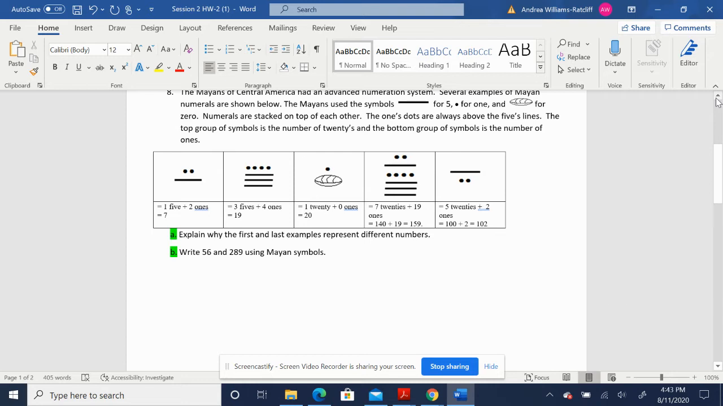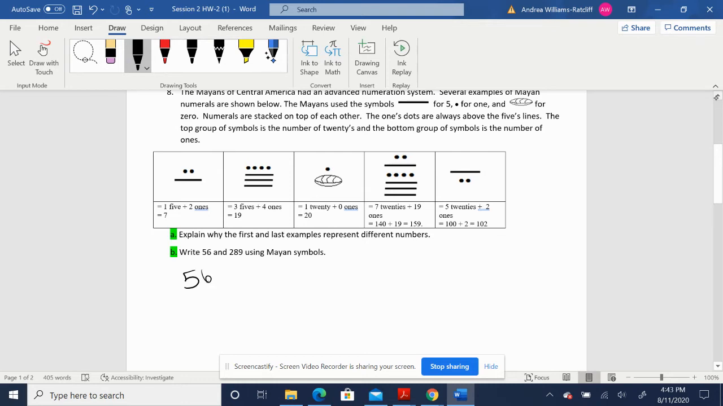using these symbols. Okay, so I'm going to kind of think about this at first. Got my 56. Now I have to break up 56 into 20s and 1s. Okay, so we always want to break up with the largest we can first. So I need 2 20s. And then I'm going to need 16 1s. Okay, so how can we show that? First, let's show our 20s. Okay, there's my 20s. Now I'm going to show my 16 1s.